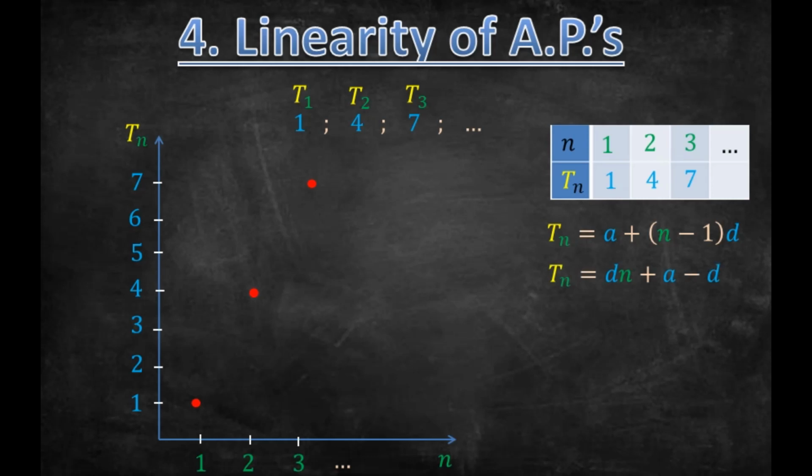And this is in the form y equals mx plus c, where T sub n is y, d is m, n is x, and a minus d is c. So we have a linear relationship for this equation, and hence APs are also known as linear progressions.